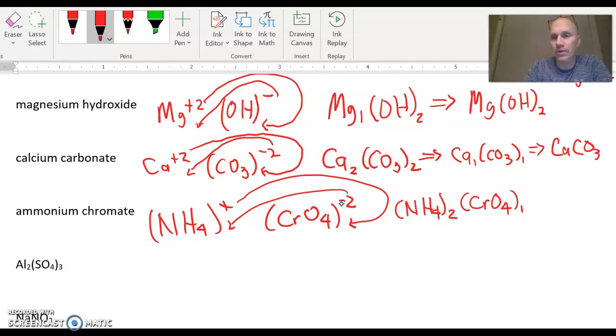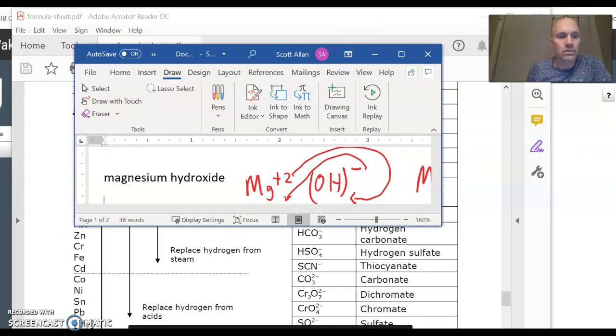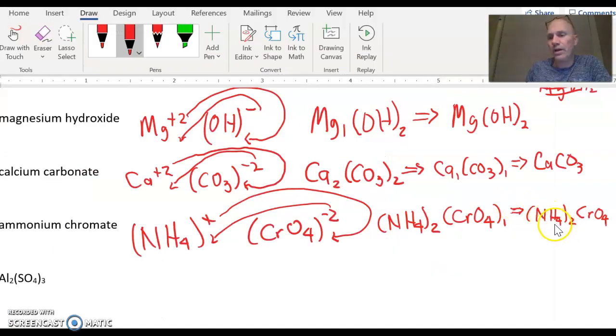That's fully simplified, but we know that we can take the 1 out, we drop the 1, and if there's only 1 of a polyatomic ion, you don't need the parentheses. This one right here, you've got 2 of this polyatomic ion. You do need the parentheses over here. So this is going to become NH4 with the 2 after it, and CrO4. Notice no parentheses after that.